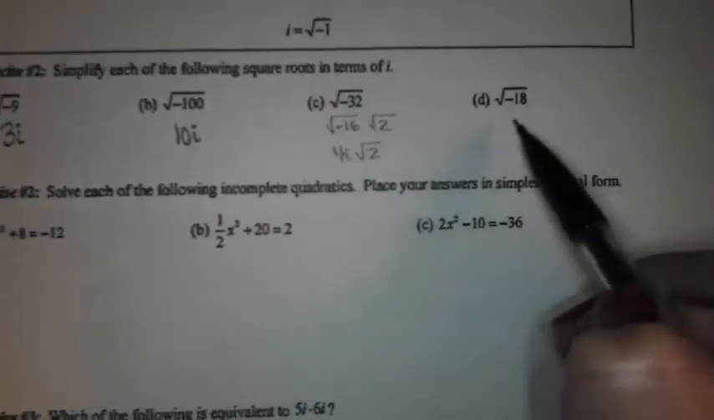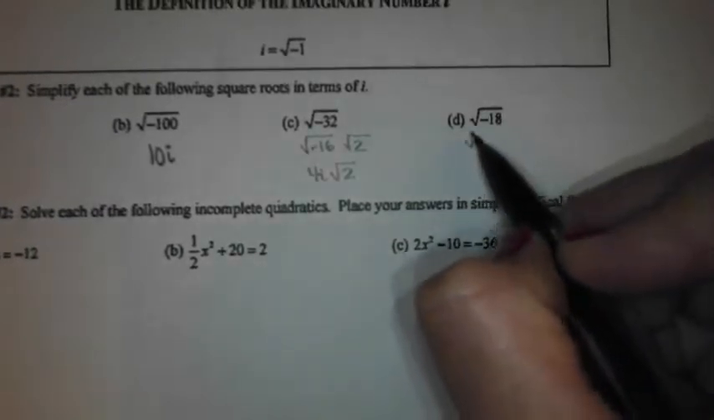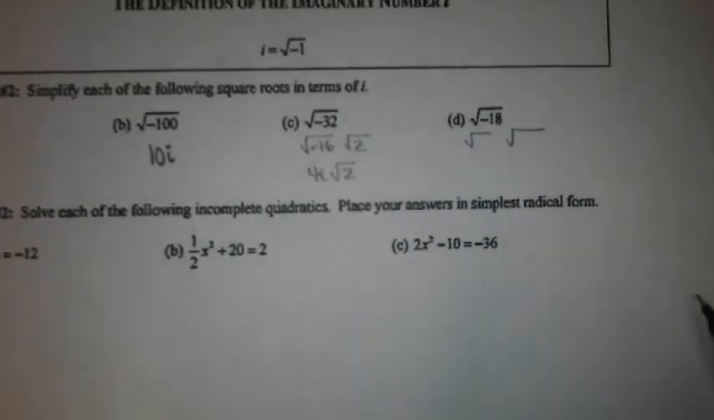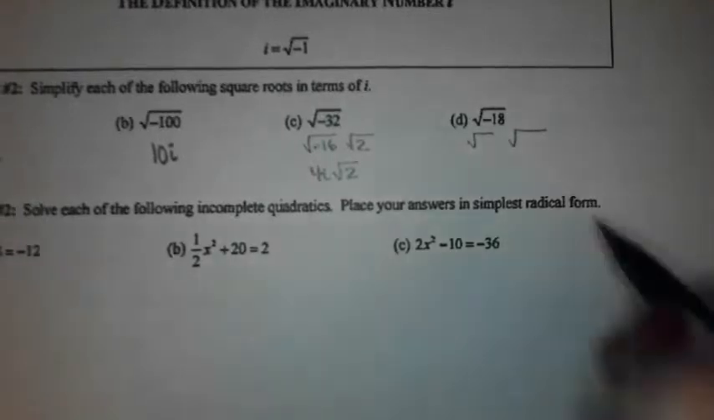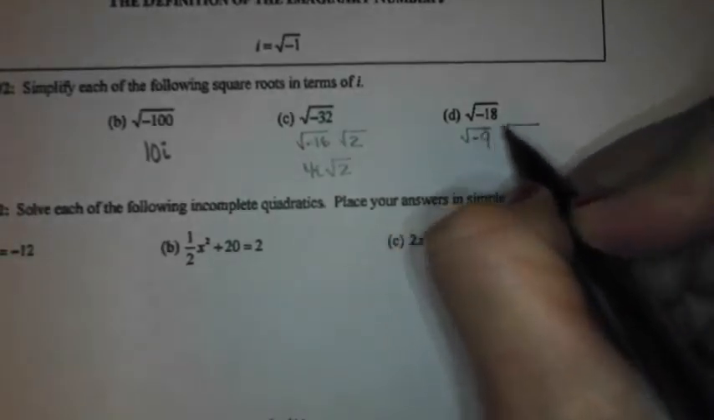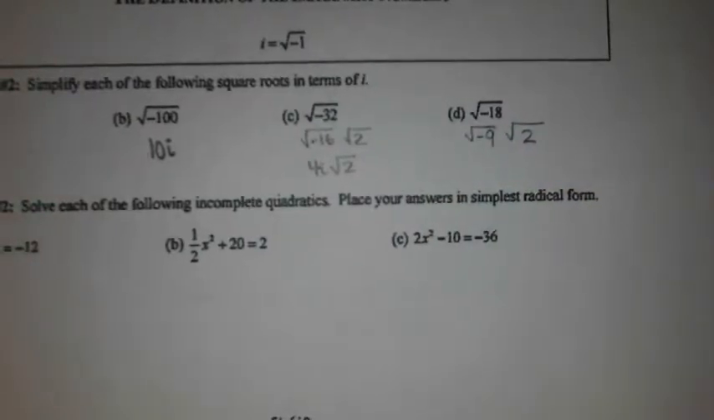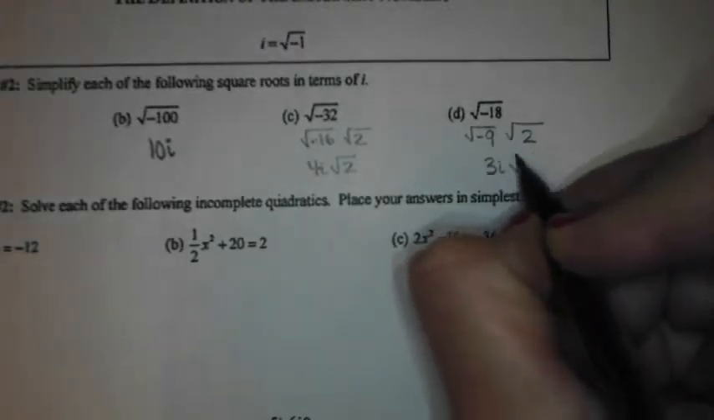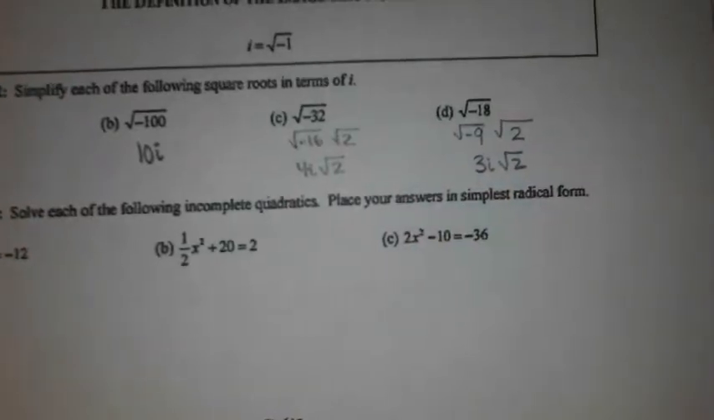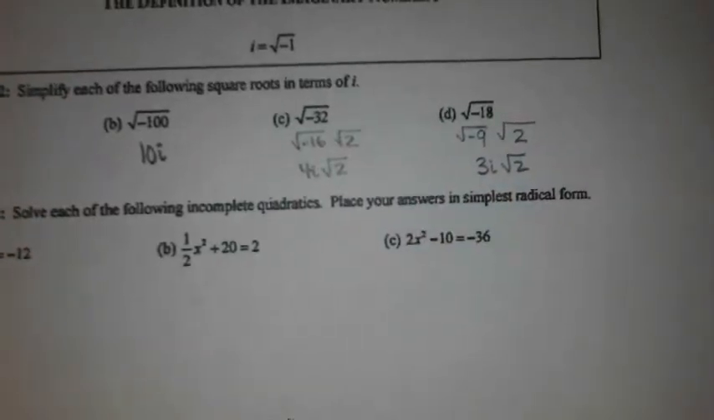Kaylee M., how can we break down negative 18? What times what? 9 times 2 gives me 18. I need negative 18. Negative 9, right. Keep the negative with the perfect square. Micah? Okay, that's okay. I like for you to think it out. So that gives us 3i root 2 for D.